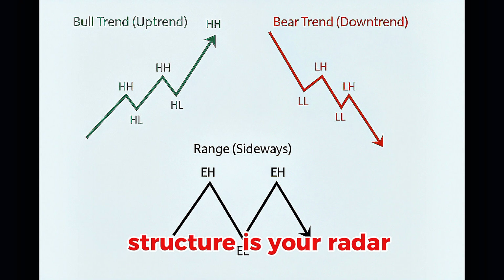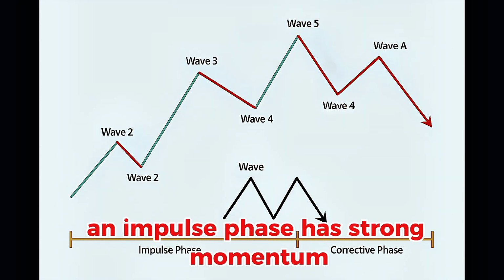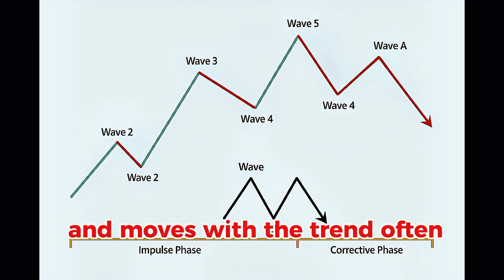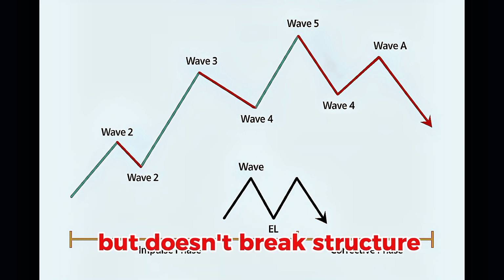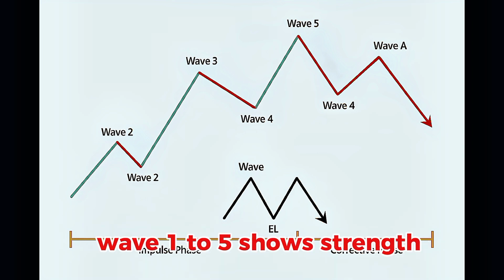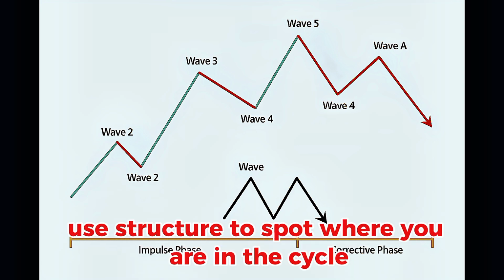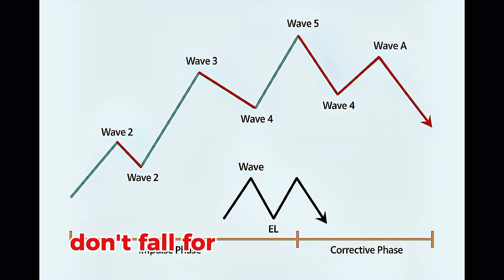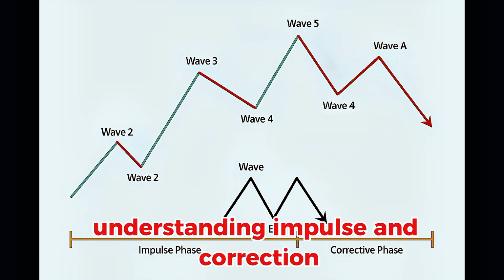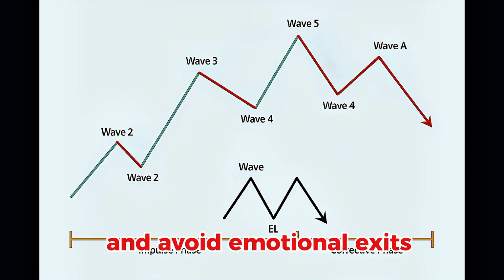Structure is your radar. This wave structure is based on Elliott Wave theory. An impulse phase has strong momentum and moves with the trend, often forming higher highs. A corrective phase pulls back but doesn't break structure. Wave 1 to 5 shows strength. Waves A, B, and C show correction. Use structure to spot where you are in the cycle. Many traders confuse wave 4 with trend reversals. Don't fall for it. If structure holds, it's just a pullback. Understanding impulse and correction helps you plan longer-term positions and avoid emotional exits.